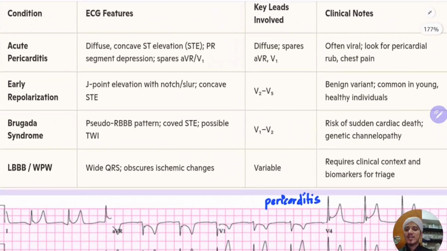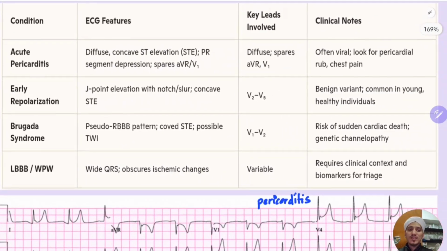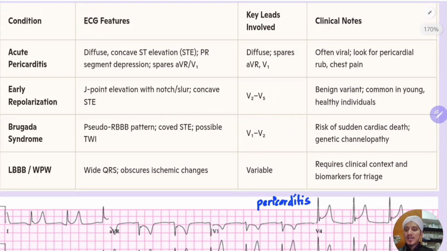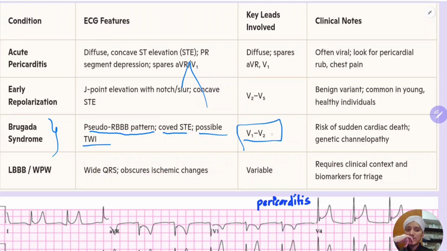Now we will see the third type, and the fourth I will just discuss. The third type is Brugada syndrome. What is Brugada syndrome? There is a pseudo right bundle branch block pattern, with coved ST segment elevation. Coved means tented like this, cave-like. And possible T wave inversions also. Mainly you see it in V1 to V2. You can include V3 also.